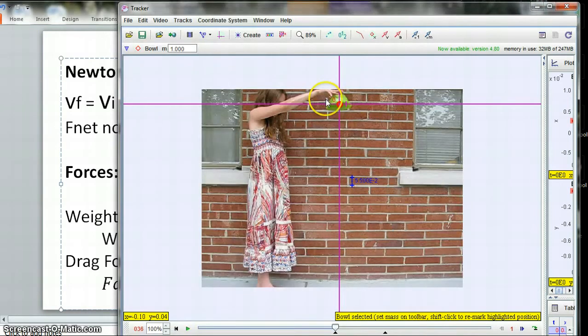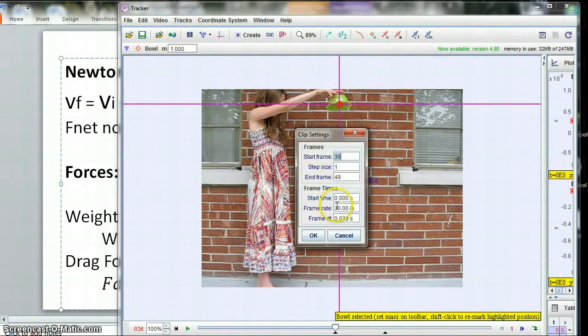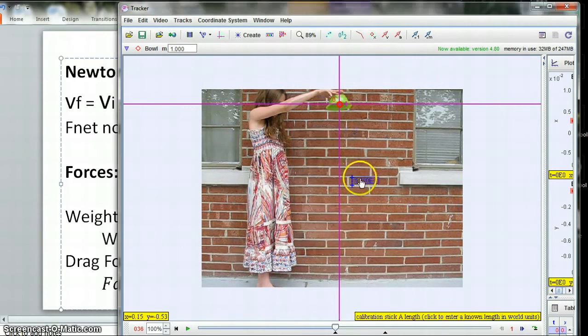I had my daughter hold a bowl and drop it. I recorded this video at 30 frames per second. I calibrated the distances by measuring the bricks at 0.055 meters, and I placed the origin of the coordinate system in the center of the bowl with the positive y-axis facing up and the positive x-axis facing down.